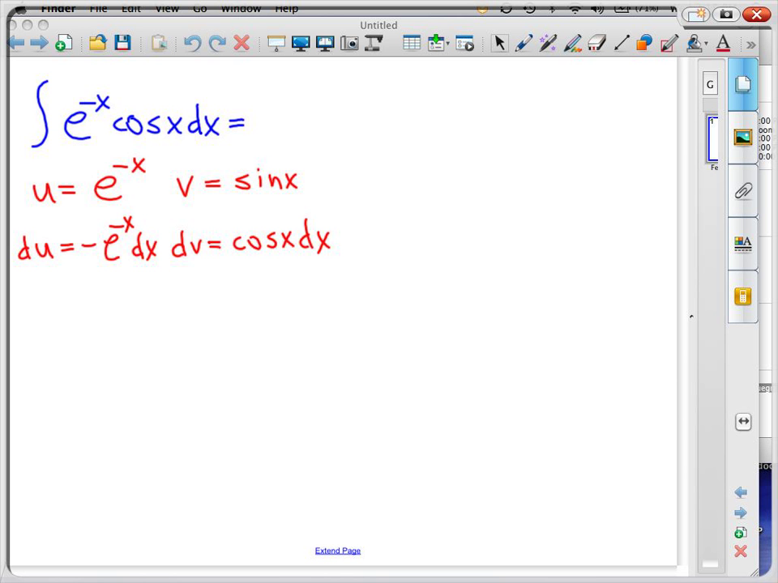So now, using our formula for integration by parts, I have that the integral is equal to my u times v, which is e to the negative x sine of x, minus the integral of negative e to the negative x sine of x dx.